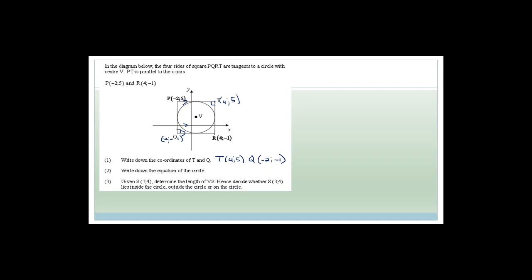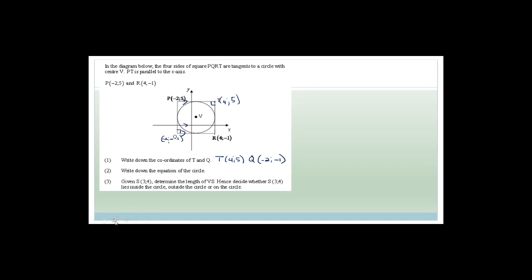So what else have they told us? They've told us that we've got the four sides of the square a tangent to the circle, PT, and a parallel. Do you agree that V is perfectly in the middle of the circle, but that also means it's perfectly in the middle of the square?